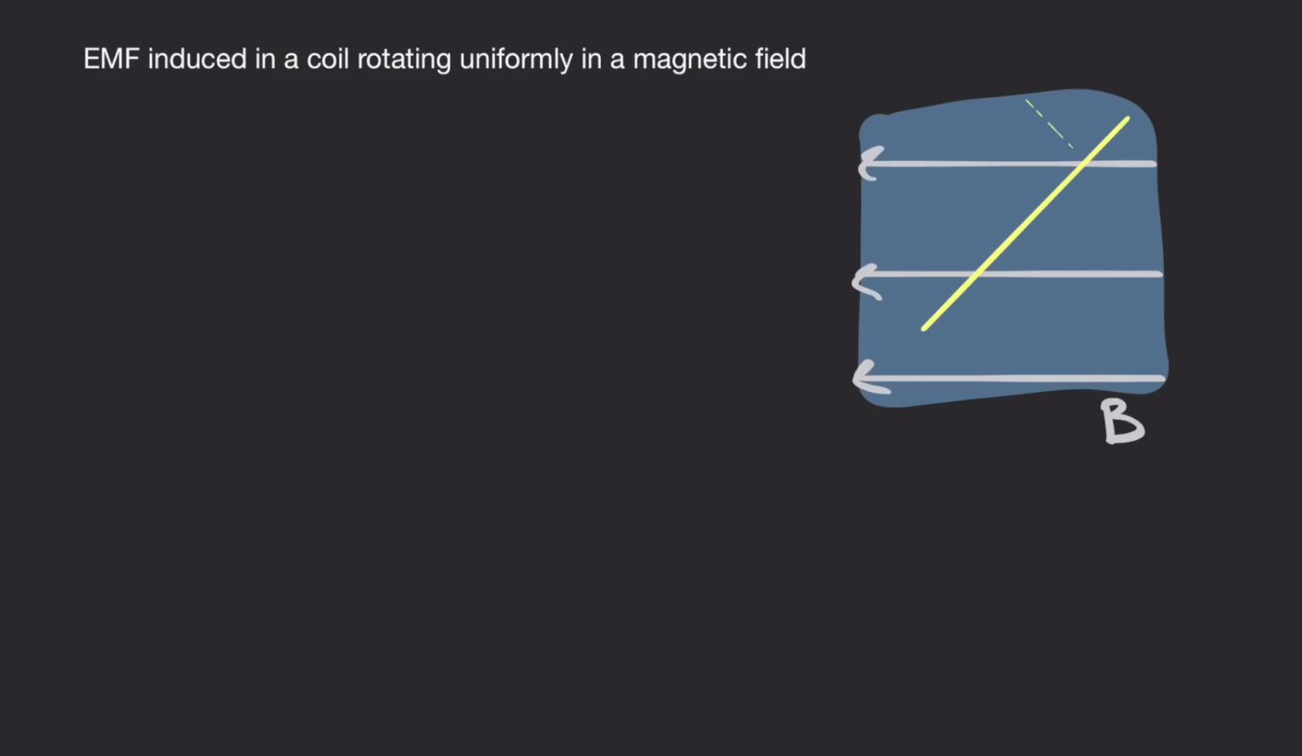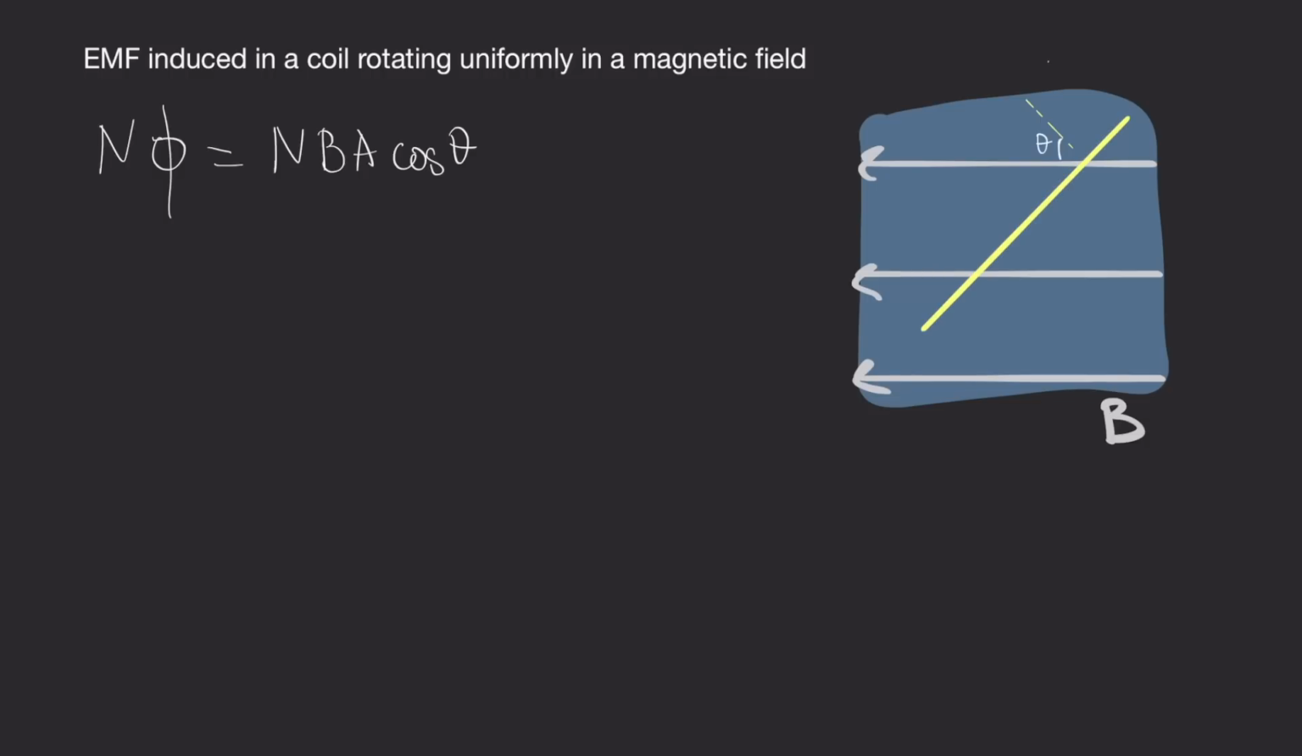The next case that we're going to look at is EMF induced in a coil that's rotating uniformly in a magnetic field. So imagine that we're looking at the coil from above, and in this case the magnetic flux density is pointing to the left. What will the magnitude of the magnetic flux linkage actually be? Well, we can write down that N phi will just be equal to NBA cos theta. But the angle theta, remember, will be the angle between the normal and the flux density lines. In other words, it's just this angle across here.